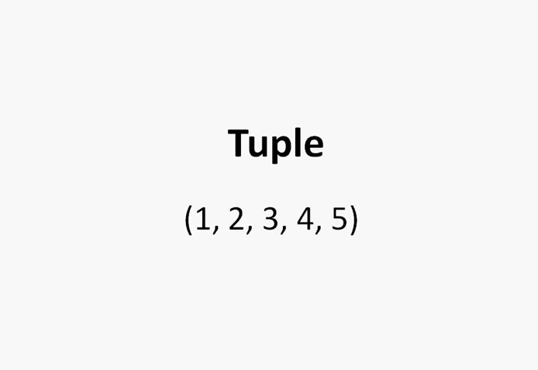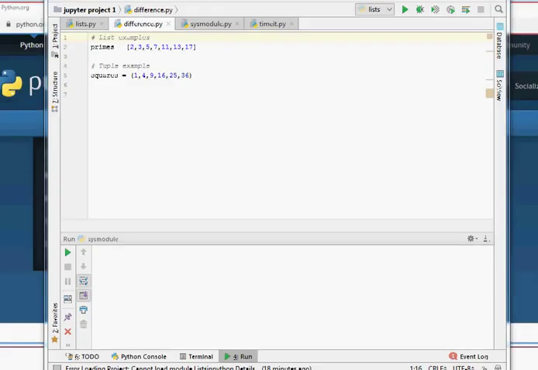A list contains a sequence of data surrounded by brackets, while a tuple contains a sequence of data surrounded by parentheses. Other than notation, there seems to be no difference between these two. In both cases, you can use the length function to display the number of elements in the sequence. We have taken a list, primes, which contains the first few prime numbers, and a tuple, squares, which contains perfect squares.